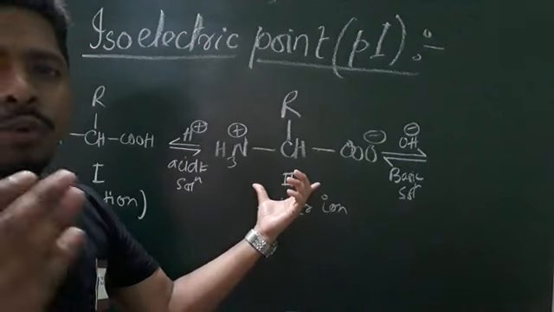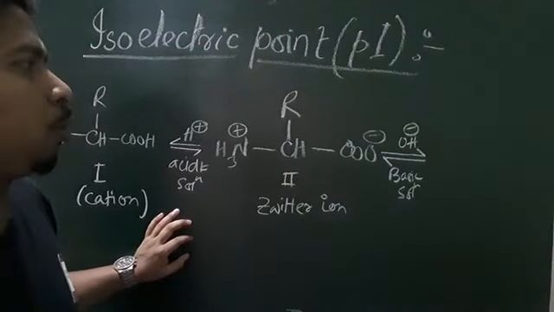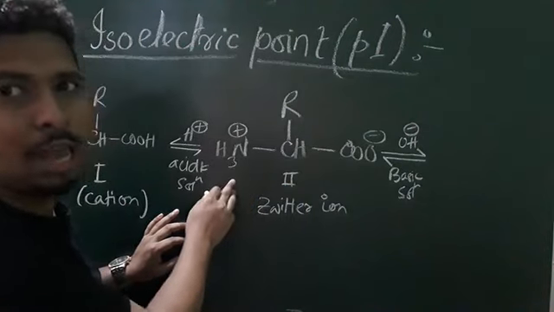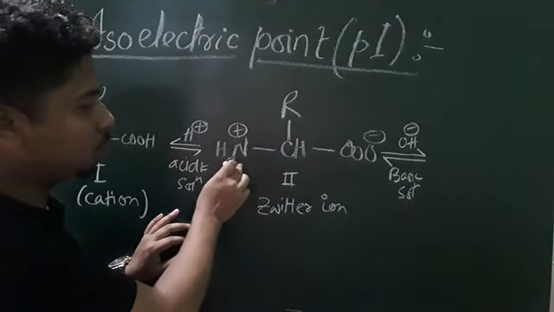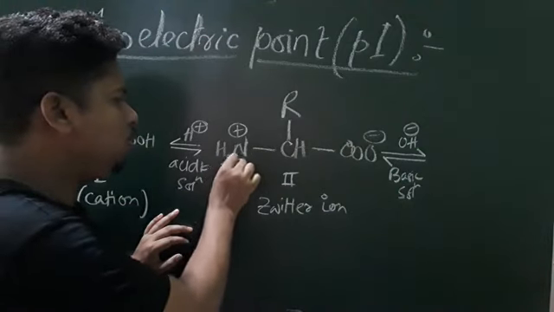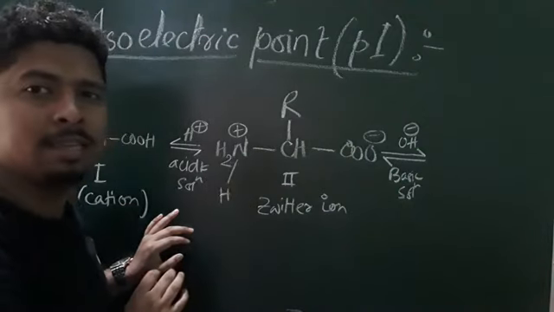So where will it get this proton? Here you see in this NH3 plus we have three hydrogens attached with this nitrogen. So you can write it like that: NH2 bond H.